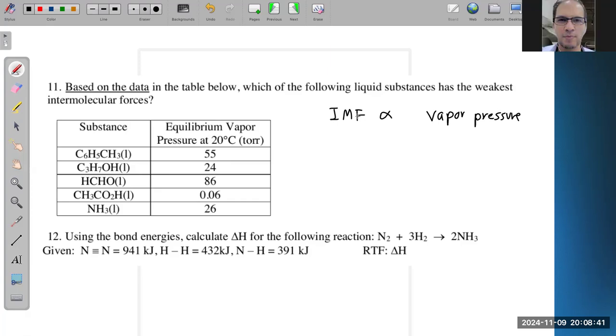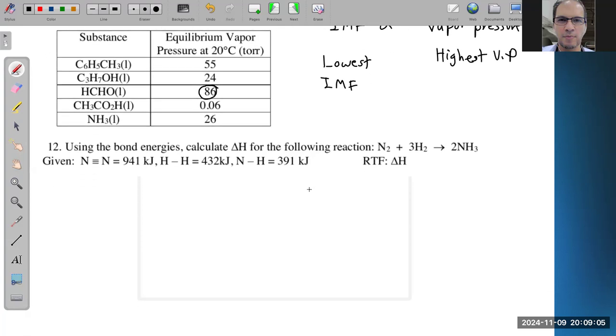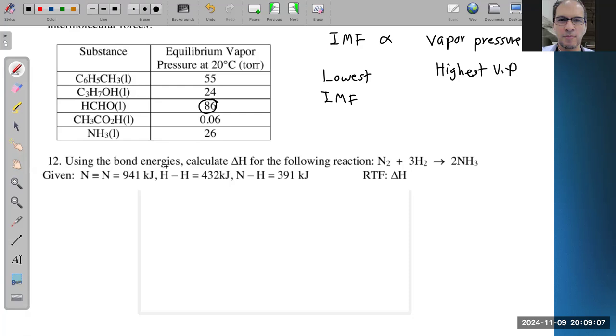So the more intermolecular forces you have, the lower vapor pressure you have. So I'm going to look at HCHO because this one has the highest vapor pressure. So this one will have the highest vapor pressure, will have the lowest intermolecular forces of attraction.